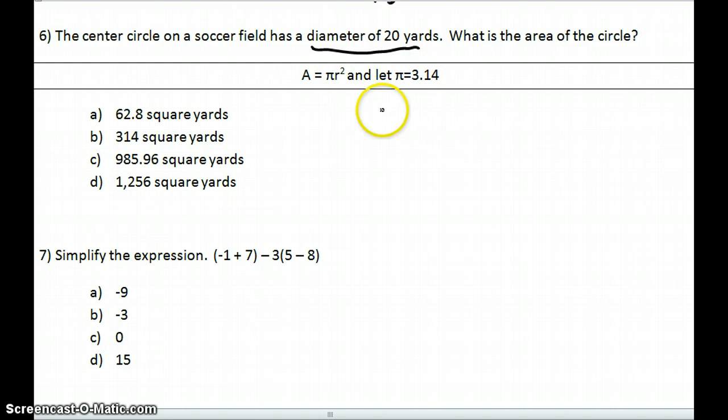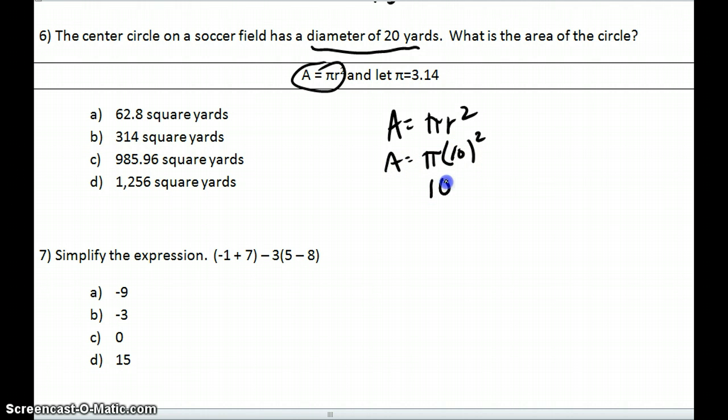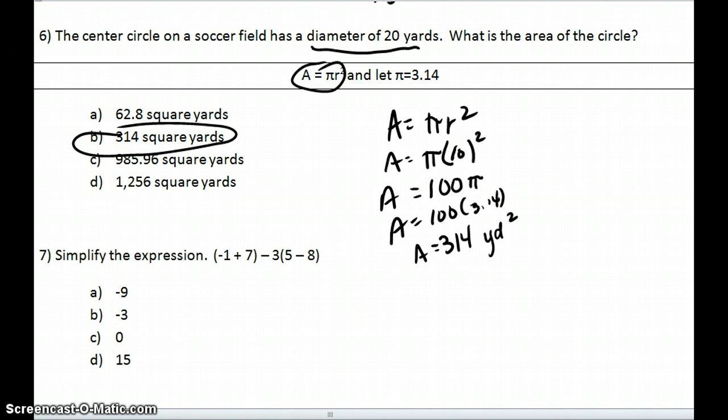Okay, here the diameter is 20 yards. We're given an area formula that involves radius. Remember, radius is half the diameter, so if we use half the diameter, we use 10. So right at this point we get 100 because we do 10 squared. It's times pi. And if we do 100 times 3.14, we end up with 314 yards. We're talking about area, so it is squared. And that is answer B.